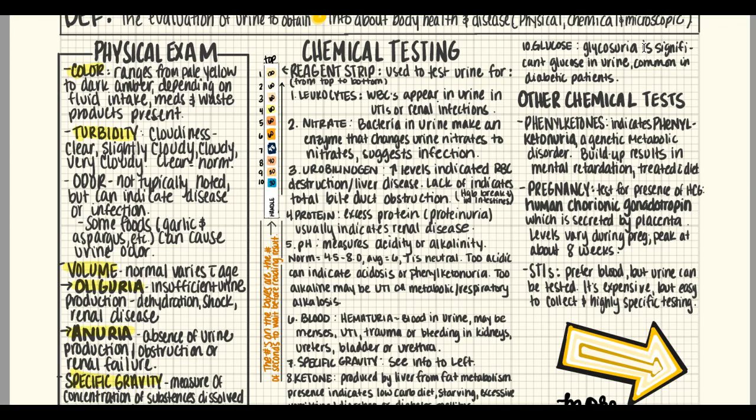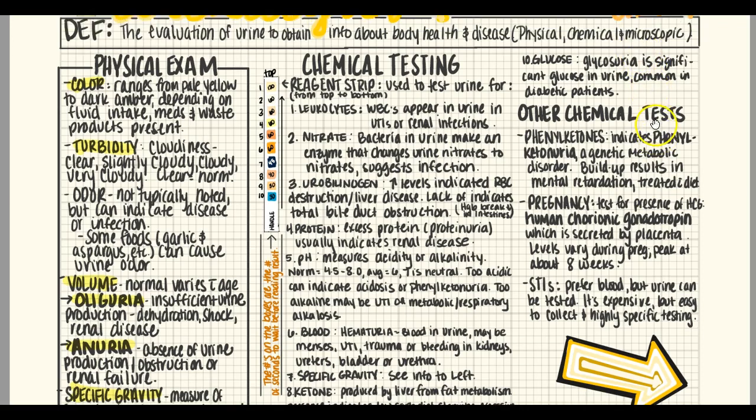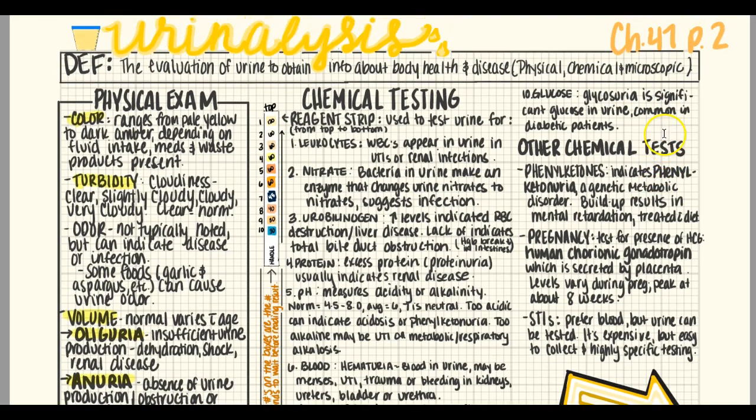Okay, so other chemical tests that are done on the urine, we have the phenylketones, which indicates phenylketonuria, which is a genetic metabolic disorder. You learned a little bit about this a few lectures ago in the pediatrics lecture. A buildup of those phenylketones results in mental retardation, but it is easily treated with diet. Well, I don't think anything that's treated with diet is particularly easy, but it can be treated with diet to prevent the buildup of those phenylketones, and prevent the effects of phenylketonuria.